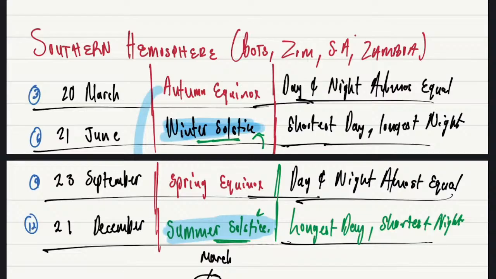So we start with autumn in the southern hemisphere, but in the UK and places like that they start with spring equinox. Is everybody fine now?